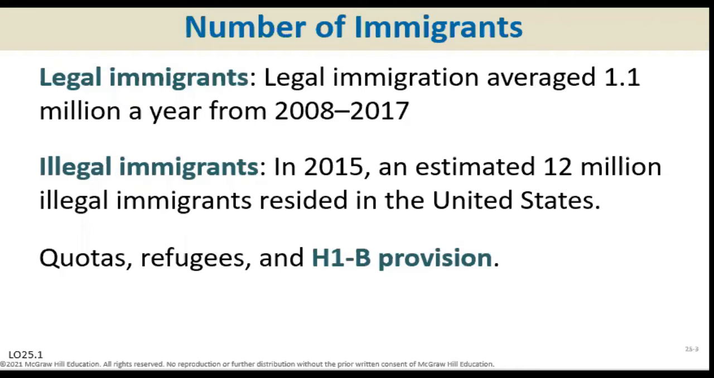Between 2004 and 2013, legal migration averaged about 1 million individuals per year. And in 2013, 66% of legal immigrants were family sponsored.